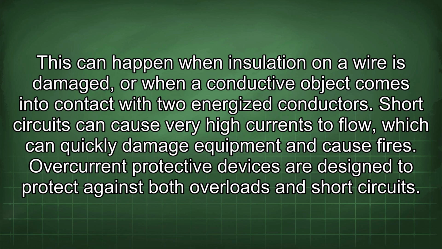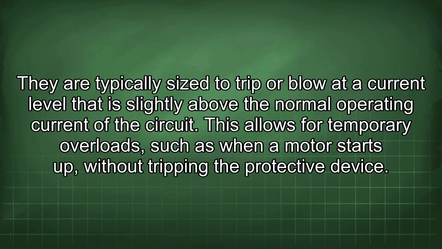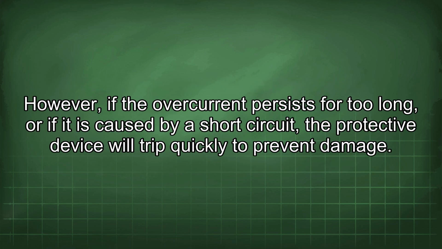Overcurrent protective devices are designed to protect against both overloads and short circuits. They are typically sized to trip or blow at a current level that is slightly above the normal operating current of the circuit. This allows for temporary overloads, such as when a motor starts up, without tripping the protective device. However, if the overcurrent persists for too long, or if it is caused by a short circuit, the protective device will trip quickly to prevent damage.